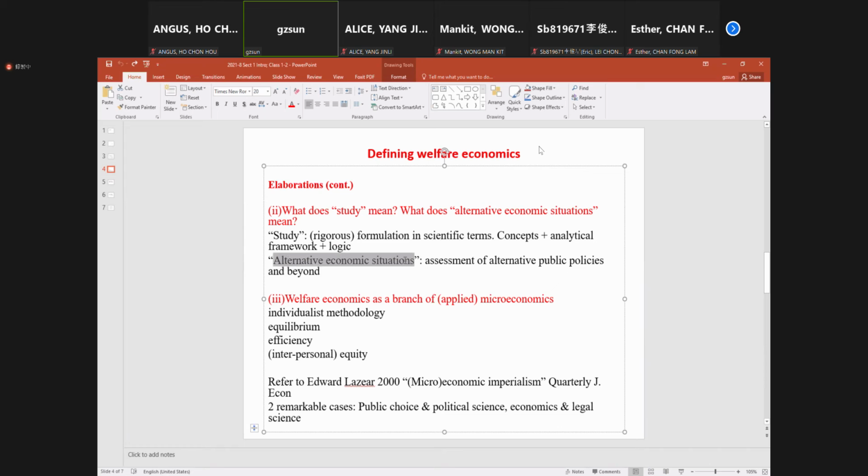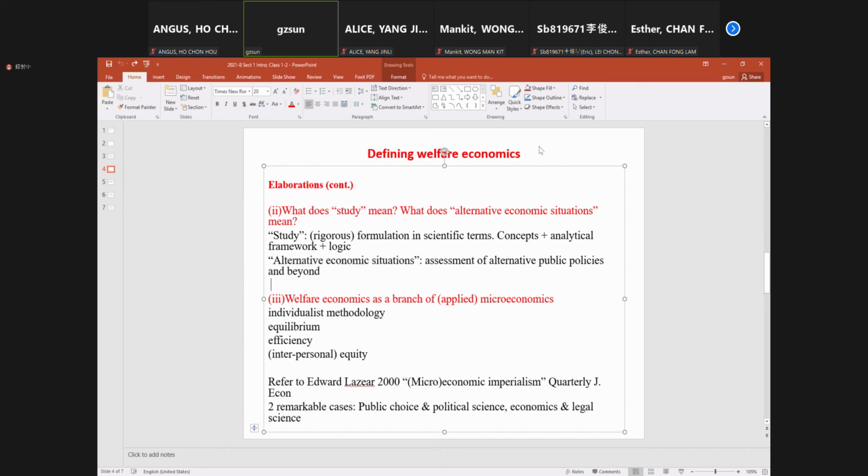Another term, alternative, and we have already discussed several examples, particularly the two examples about optimal casino taxation and optimal smoking penalty in Macau. So this is about if we have different situations, and particularly if we have different choices among public policy, we can make an assessment. Which policy, which choice is better, or even the best.